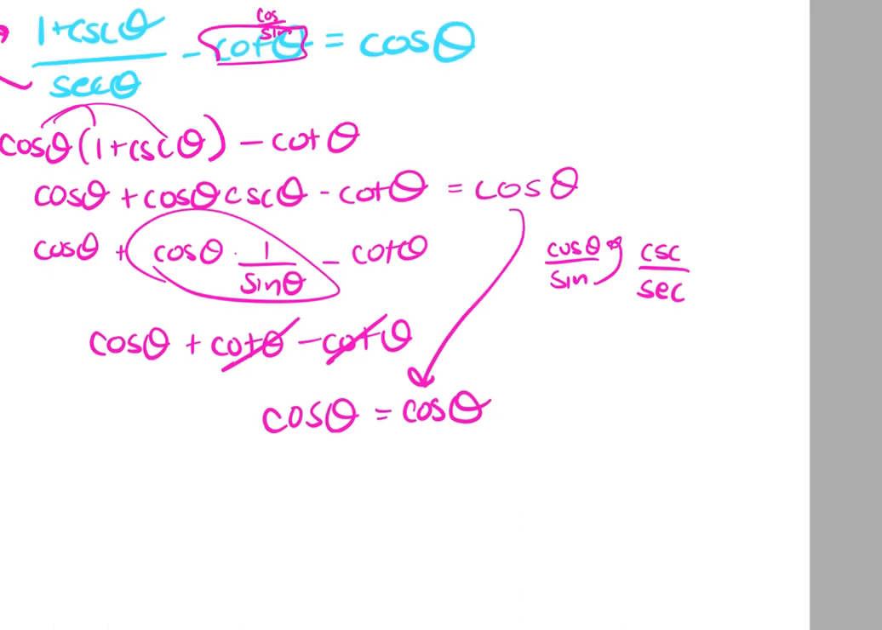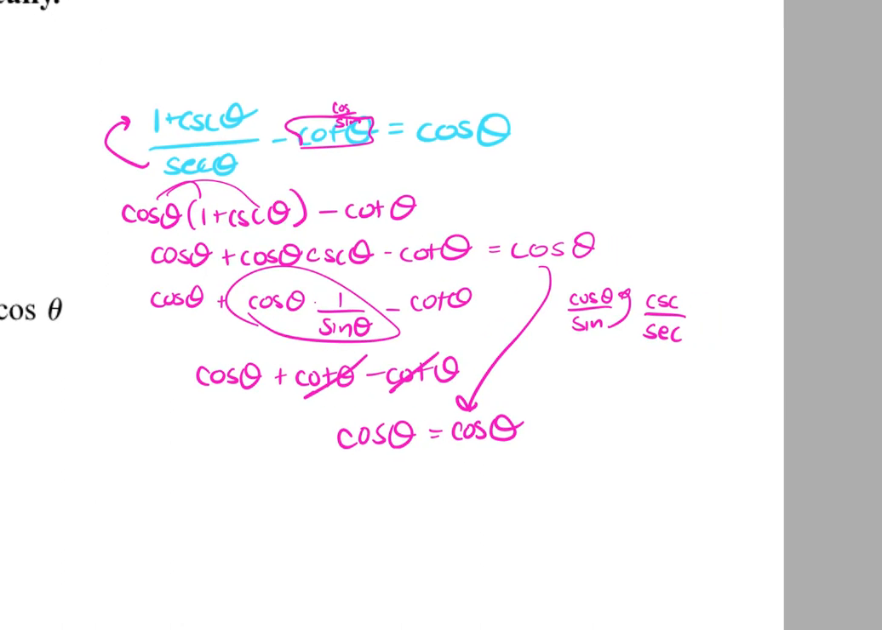Well, but it would have been secant. Oh, you mean from the beginning? Yeah. Right, that's what I was saying. Like you could have made this cosine over sine, yes, you could have flipped it and made it cosecant over secant. And then you would have gotten 1 plus cosecant minus cosecant over secant. These cancel. 1 over secant is cosine. That works too. Yeah.